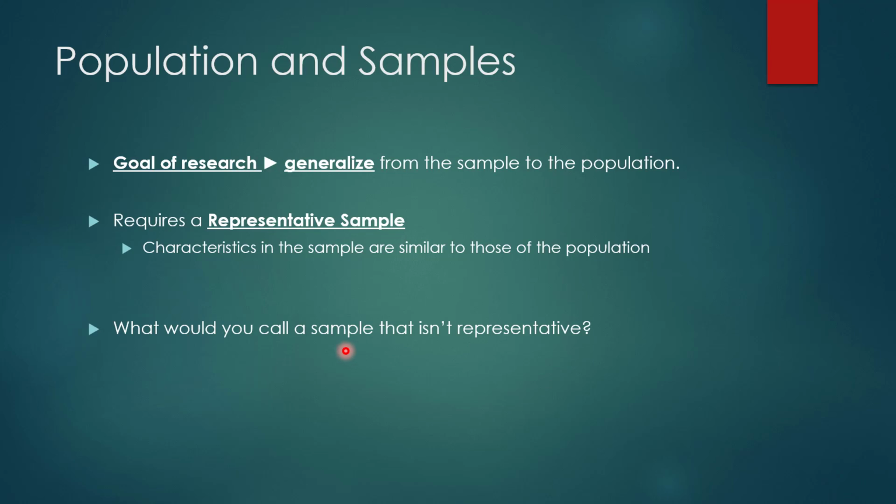So what would you call a sample that isn't representative? Biased. So with a biased sample, basically the sample characteristics don't equal or are not similar to the population characteristics. Some of the individuals in the sample may be older, faster, smarter, or have a different education. There can be differences that we're able to see and differences that we're not able to see.